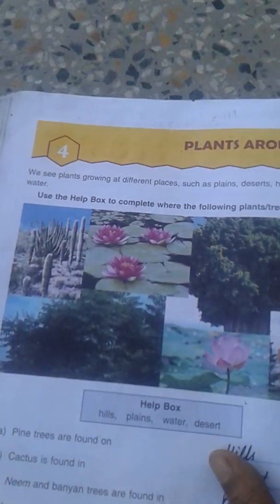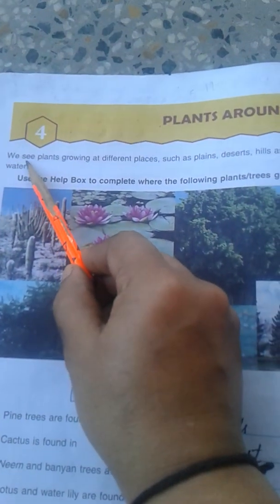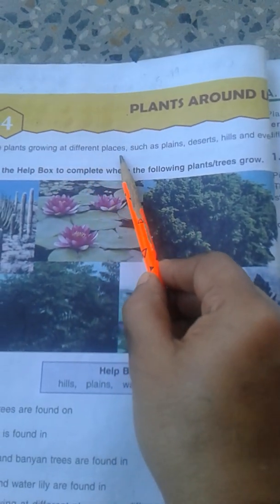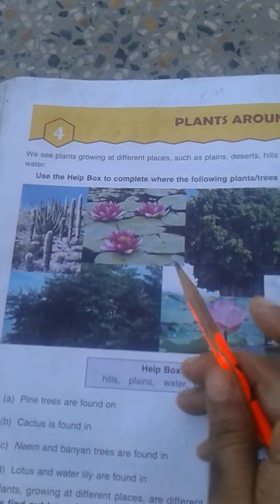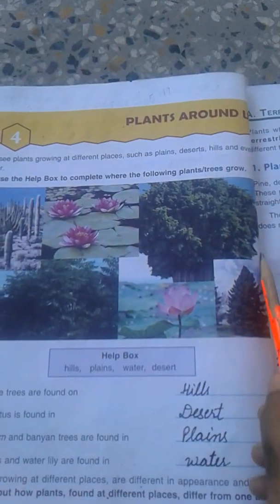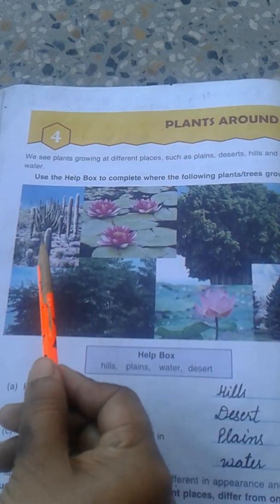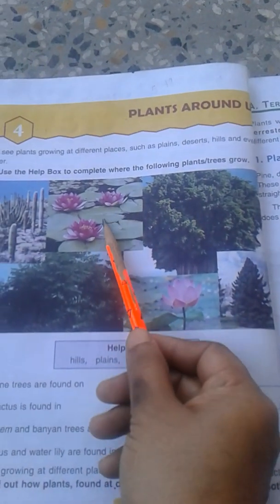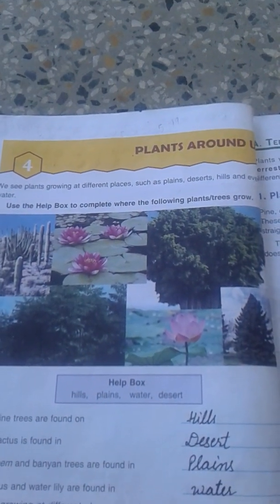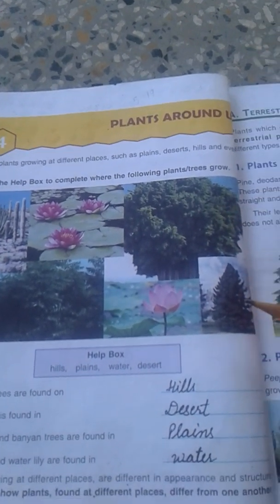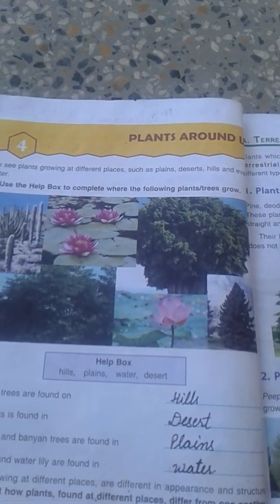And in 4th class, what do we have to learn? In 4th class, we will learn that we see plants growing at different places such as plain, desert, hill and even in water. Now here is a picture and there are different places in which the plants are growing. You can see desert. In desert, cactus is growing. In water, lotus and water lilies are growing. These are plains. These are hilly areas. See, different plants in different areas.